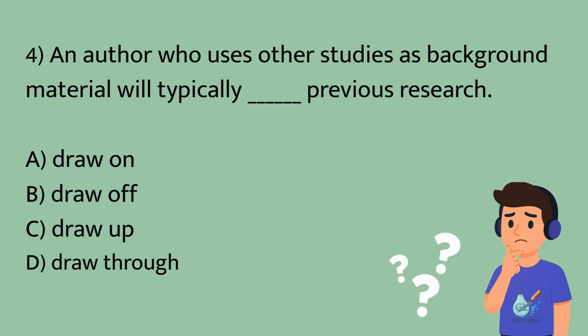An author who uses other studies as background material will typically blank previous research. Is it A, draw on, B, draw off, C, draw up, or D, draw through?